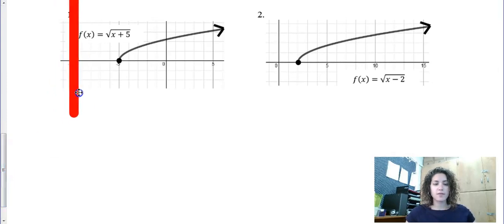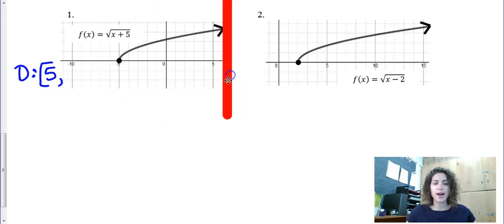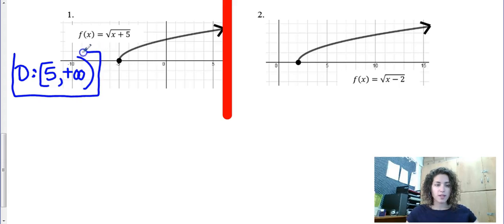When I come in from the left, I'm going to stop when I hit the graph, and I hit the graph right there. And I ask myself that question, where am I on the x-axis? So on the x-axis, I'm at 5 with a solid dot, so that gets a bracket. Then I come in from the right side, I stop when I hit the graph, I run into an arrow, which means to the right forever and ever, which would be positive infinity. So here's my answer.